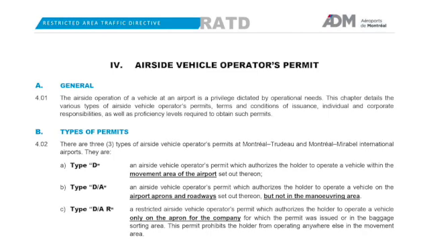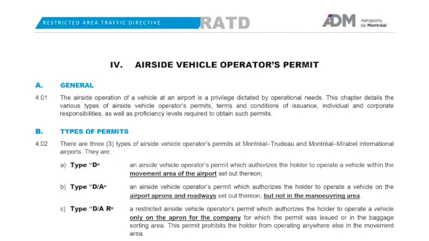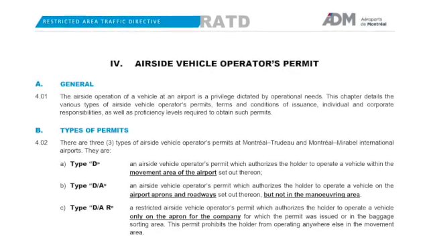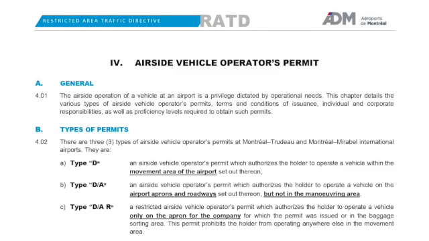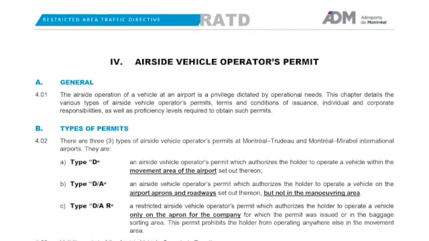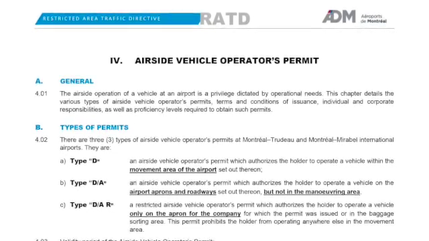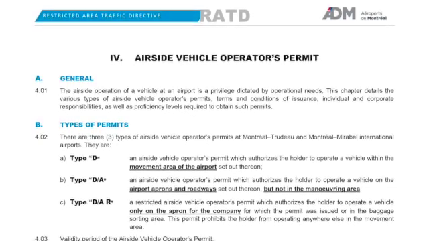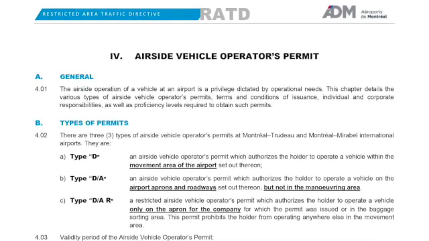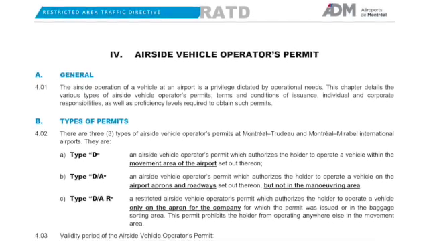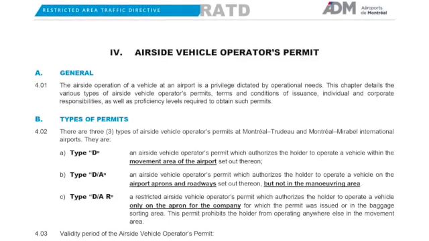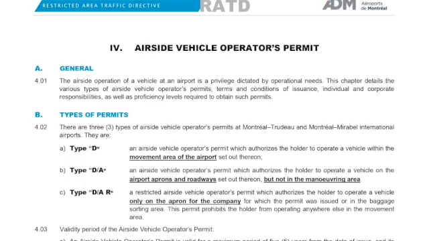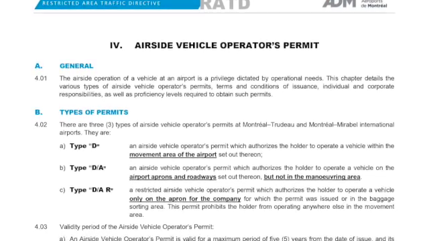4. Airside Vehicle Operator's Permit. A. General. 4.01. The airside operation of a vehicle at an airport is a privilege dictated by operational needs. This chapter details the various types of airside vehicle operators' permits, terms, and conditions of issuance, individual and corporate responsibilities, as well as proficiency levels required to obtain such permits. B. Types of permits. 02. There are 3 types of airside vehicle operators' permits at Montreal Trudeau and Montreal Mirabel International Airports.